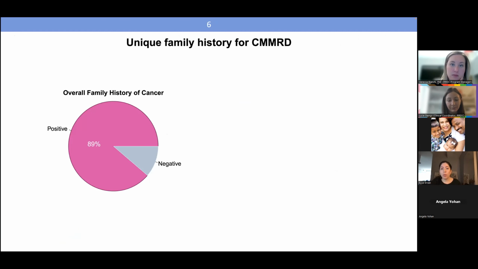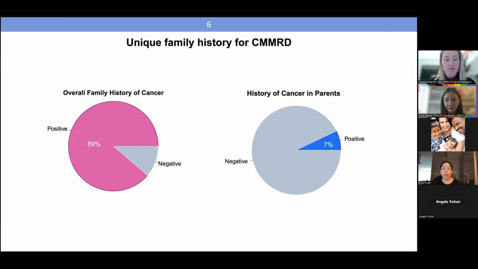And earlier reports of a small number of patients suggested that CMMRD patients do not have a family history of cancer. When we looked a little bit deeper into this, we found that a majority of CMMRD patients actually do have a family history of cancer. However, here we don't see this history of cancer in the parents of CMMRD patients. Learning this, we believe it's important to go deeper into the family history, which can help us determine if extended family members have developed cancer or if they might be at risk of developing cancer, in which case we would want to implement surveillance early on.